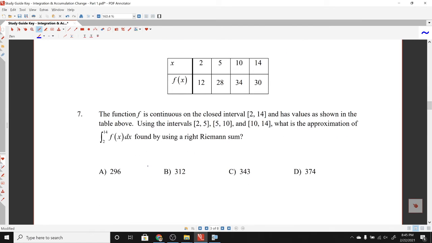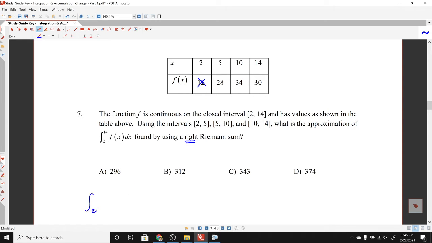All right, number 7, the function f is continuous on the closed interval 2 to 14. It has values as shown in the table above. Using the intervals that are given, 2 to 5, 5 to 10, 10 to 14, what is the approximation of the integral from 2 to 14 of f of x using right Riemann sum? So when we do that, this value here is irrelevant.